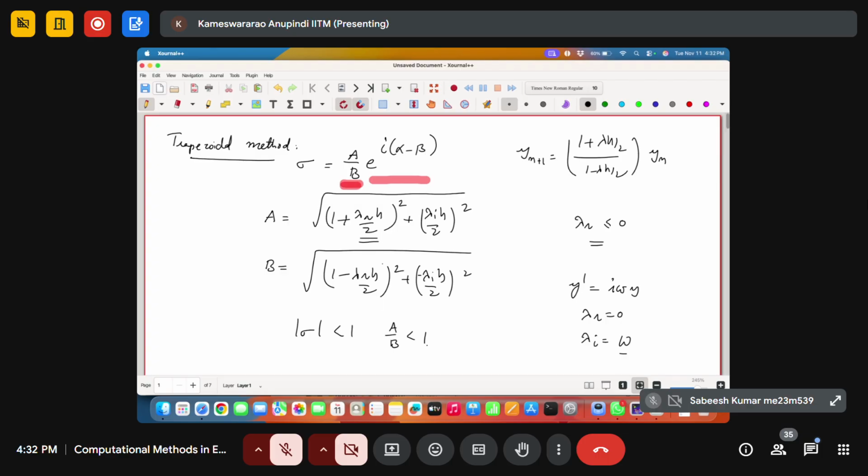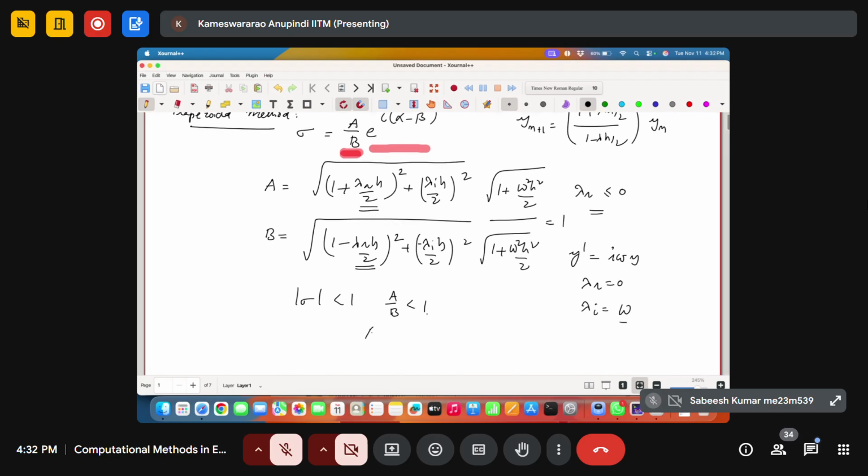When lambda r equals 0, this is 0 and this is 0. So my numerator is the square root of 1 plus omega square h square by 2 square, divided by, this is also the square root of 1 plus omega square h square by 2 square. So A by B is exactly equal to 1, right? A by B is exactly equal to 1 for purely imaginary lambda. That means the amplification factor is just 1. It is going to just keep that value. It is neither going to grow nor going to decay, right?